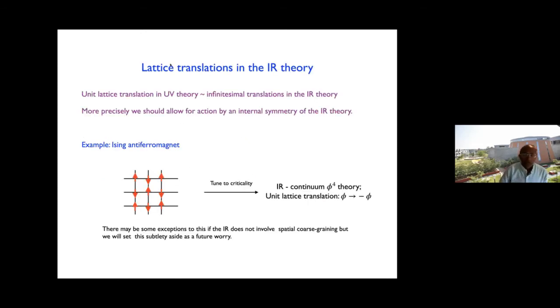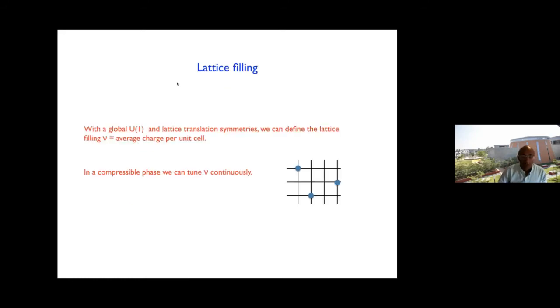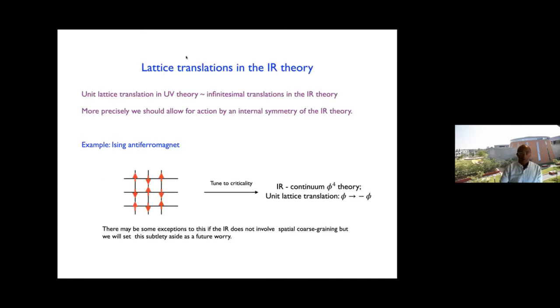Okay, so that's the specification of the UV theory of the class of UV systems that we are interested in. So now let me turn to the IR system. The first thing we want to understand is how lattice translation embeds into the IR theory. Now, if we think about a unit lattice translation in the UV theory, the IR theory is obtained by coarse-graining the lattice to obtain some sort of continuum theory at low energies.